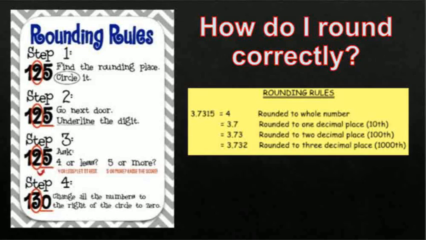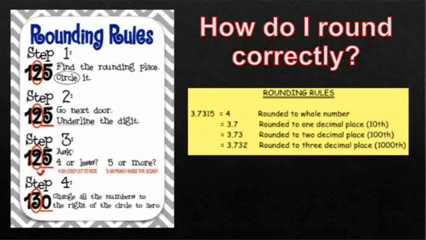So first, find the rounding place and circle it. Step 2, go next door and underline the digit. So you gotta go to the right. Step 3, ask: 4 or less, or 5 or more? If it's 4 or less, you let it rest, so you keep it the same. If it's 5 or more, you raise the score, so it means you go up 1. Step 4, change all the numbers to the right of the circle to 0.